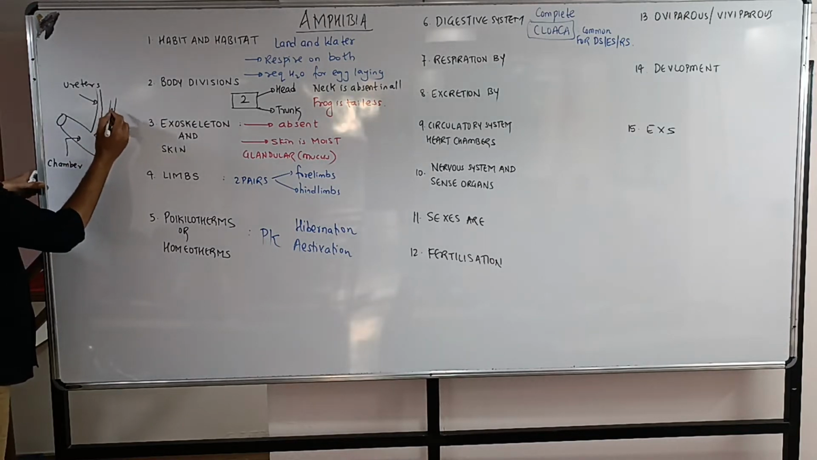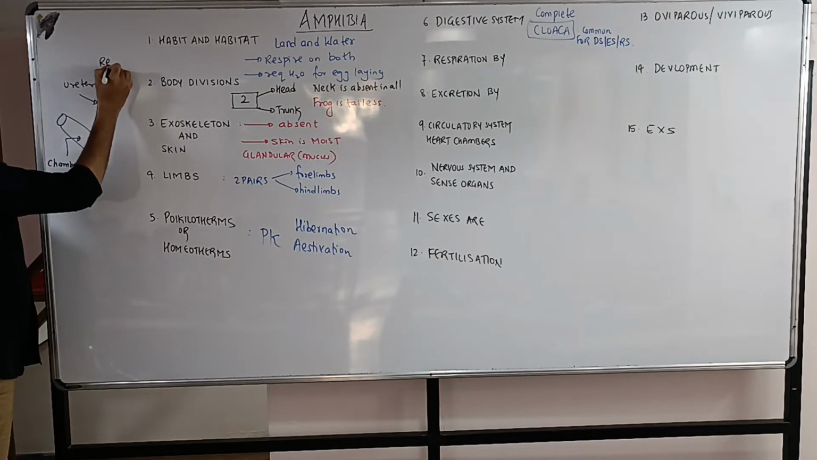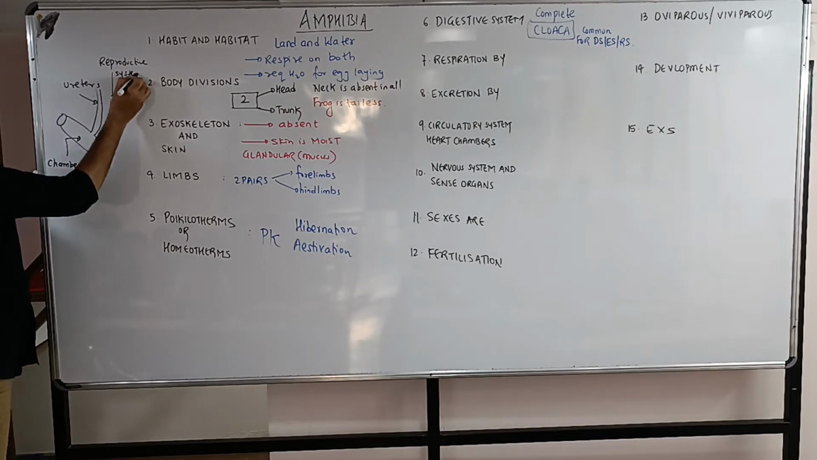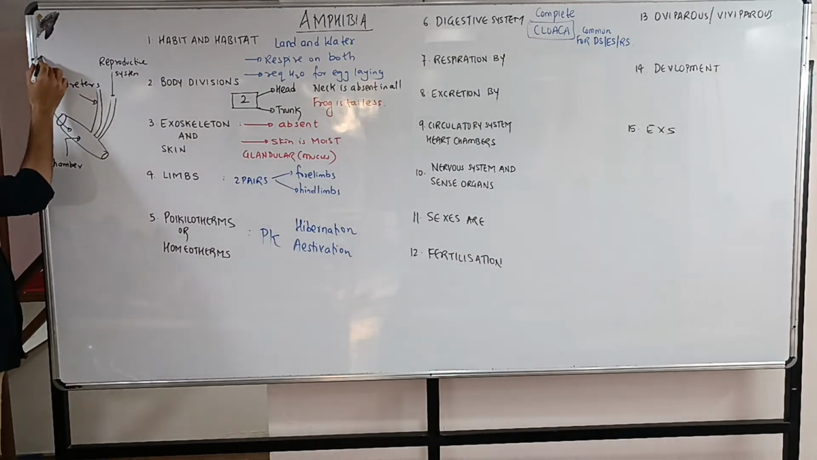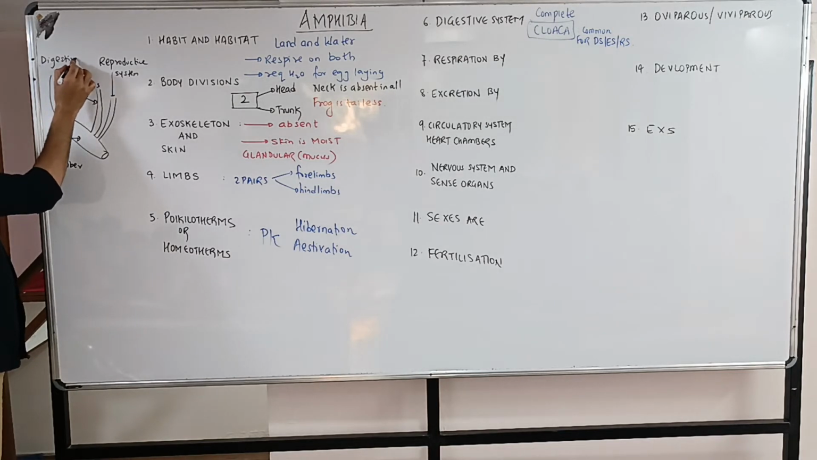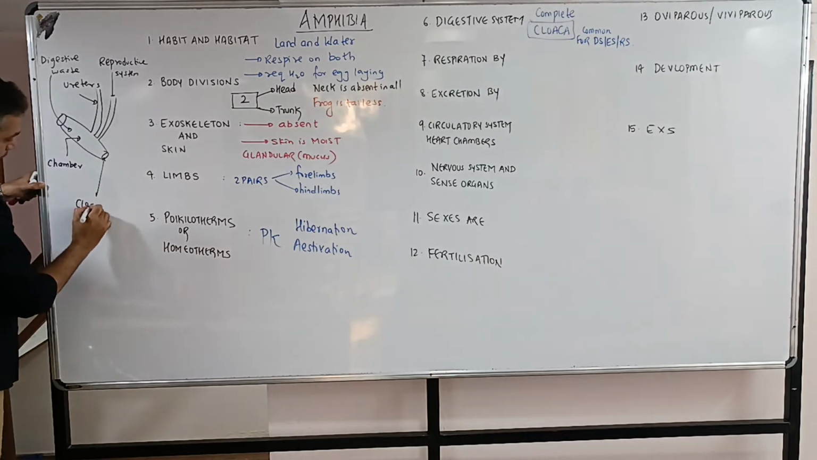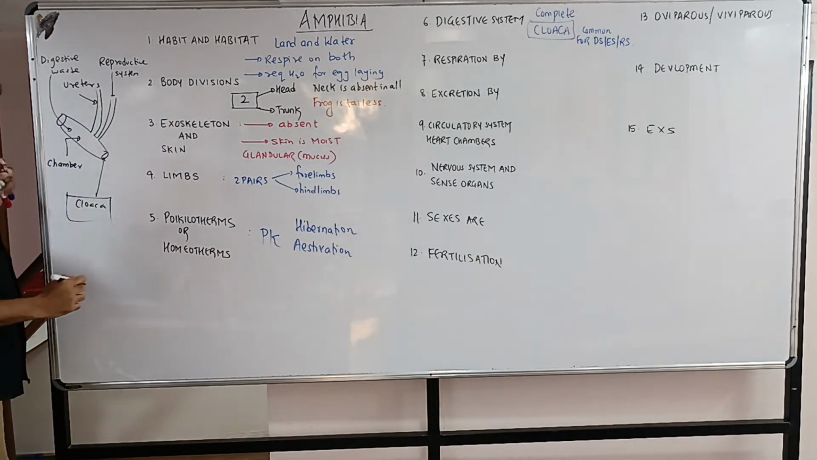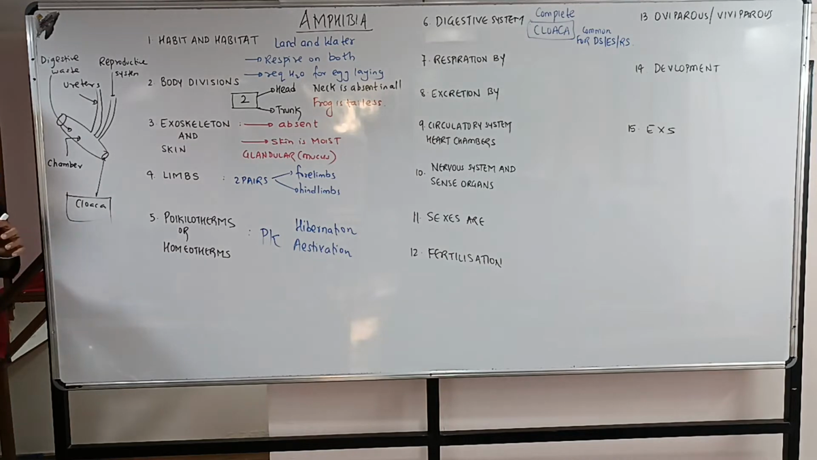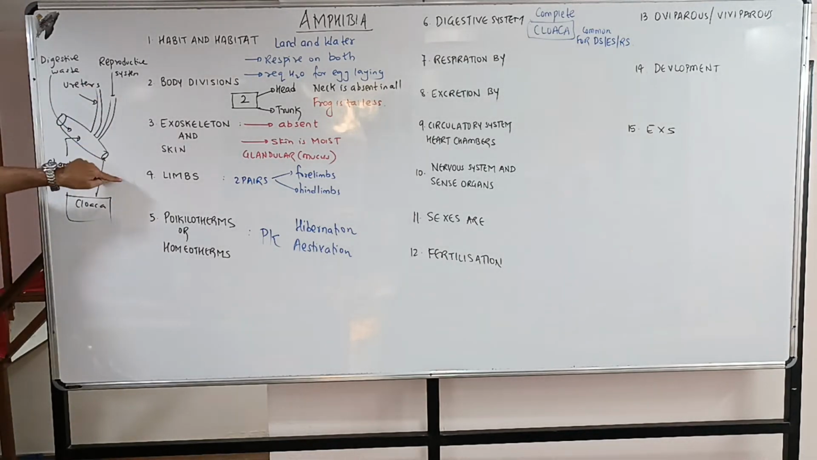Here there can be a duct which will come from which system? Reproductive system. And from here there will come which waste? Digestive waste. So now if this opening is called cloaca, this cloaca can be used for removal of the egg, removal of urine, as well as removal of digestive waste.